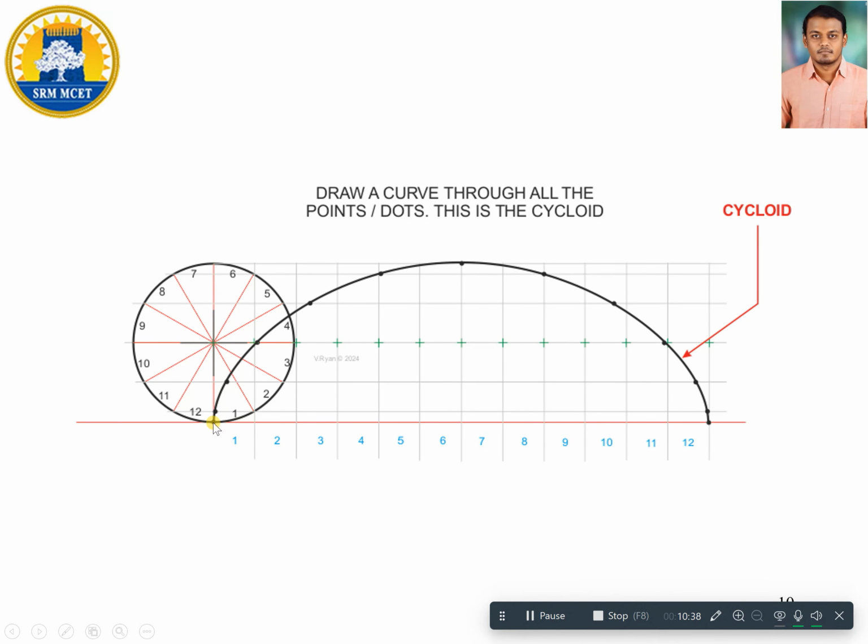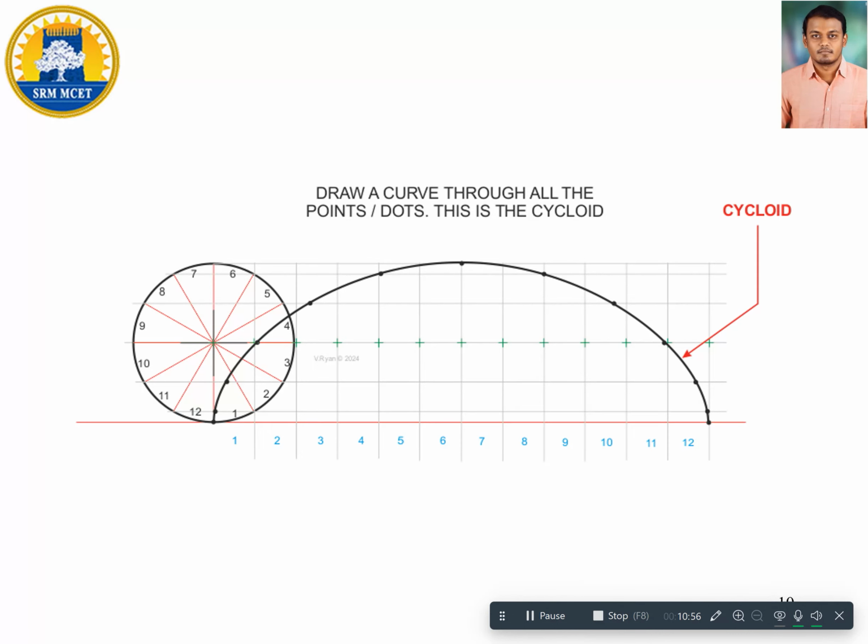You can see that initially this point is at the base, but as this circle revolves for one complete 360-degree revolution, we will be able to generate these points which will result in generation of a cycloidal curve. So this is how your cycloid is generated.